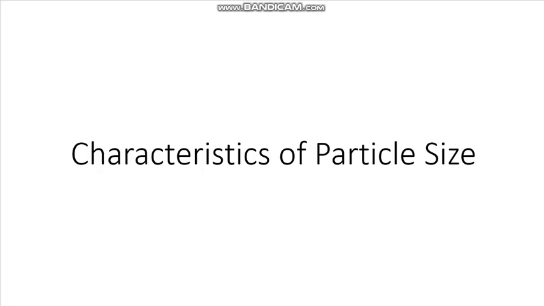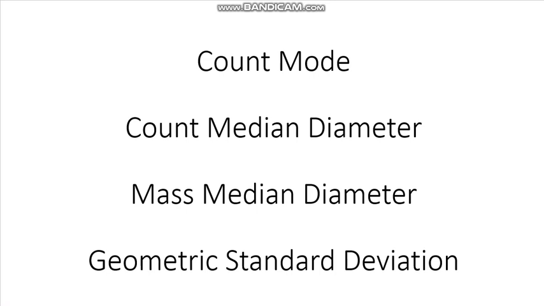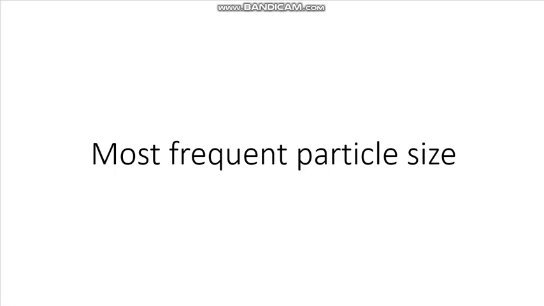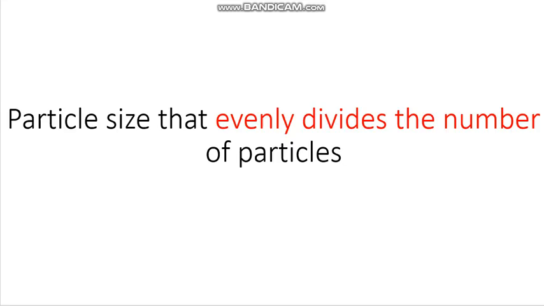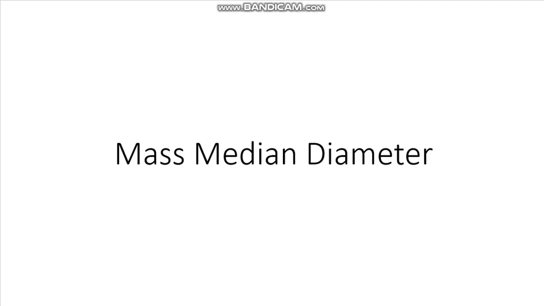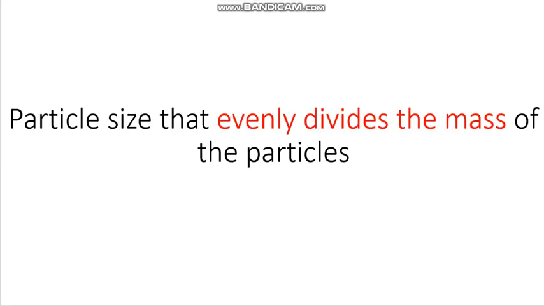Characteristics of particle sizes are count mode, count median diameter, mass median diameter, and the geometric standard deviation. The count mode is the most frequent particle size. The count median diameter is the particle size that evenly divides the number of particles. The mass median diameter is the particle size that evenly divides the mass of the particles. The geometric standard deviation is the measurement of distribution of dispersion.